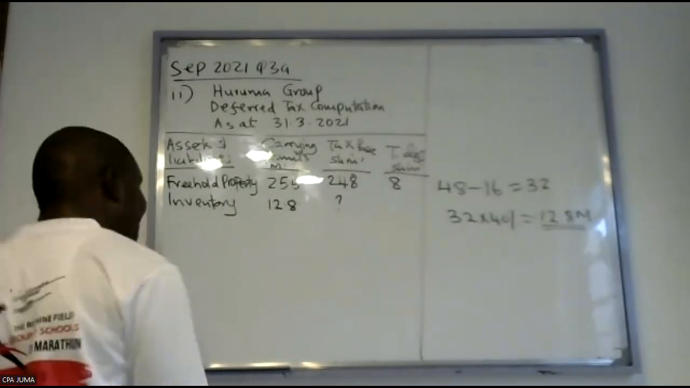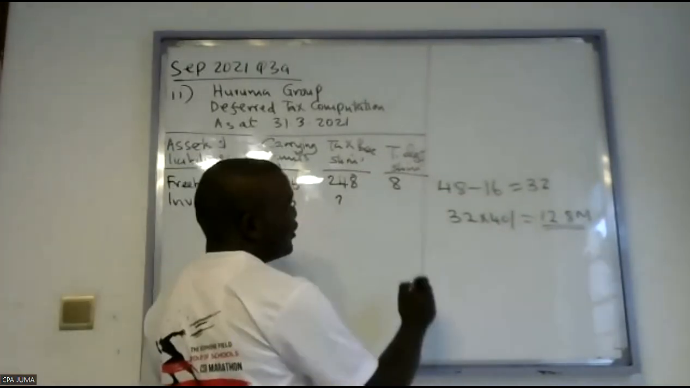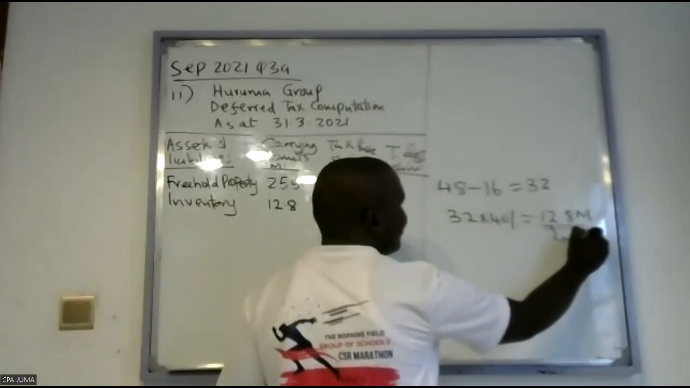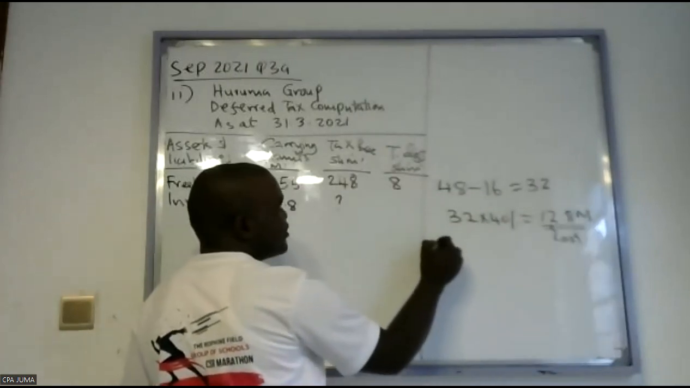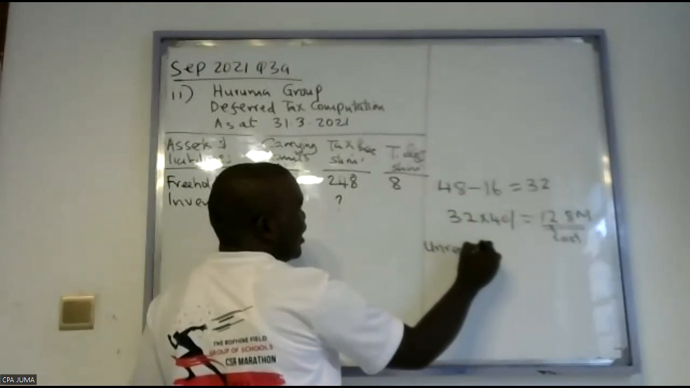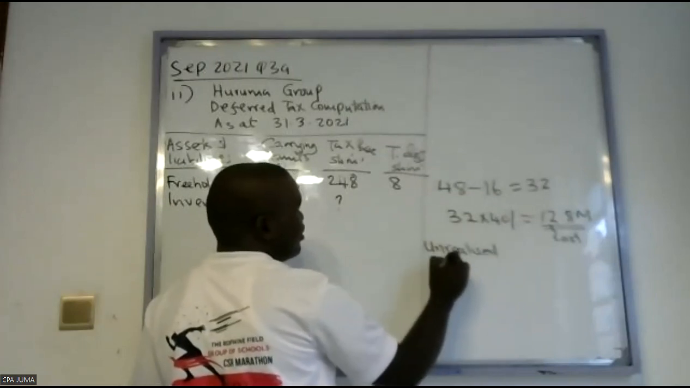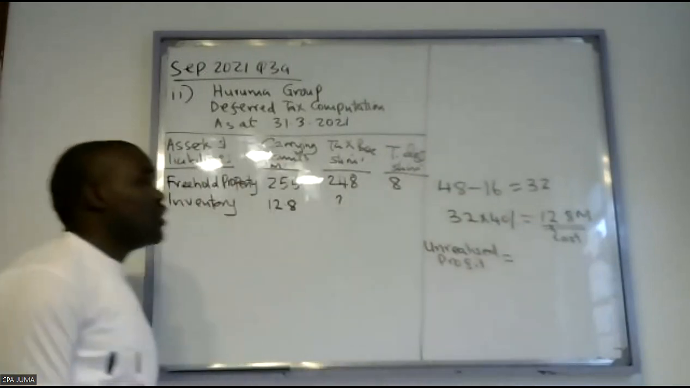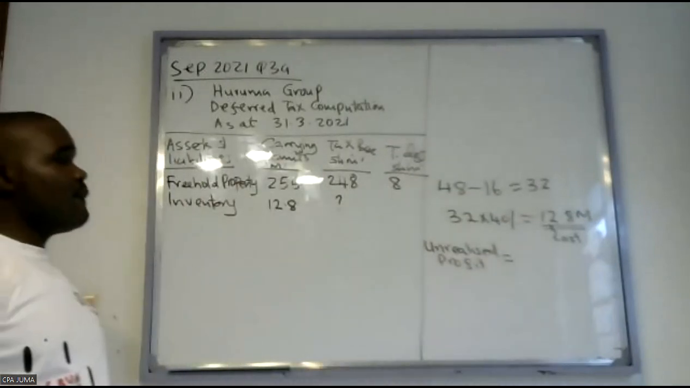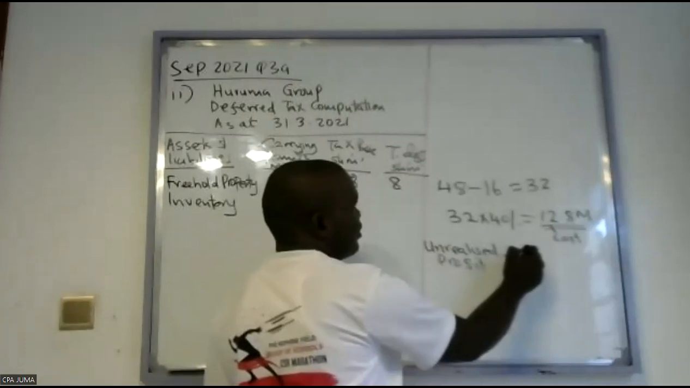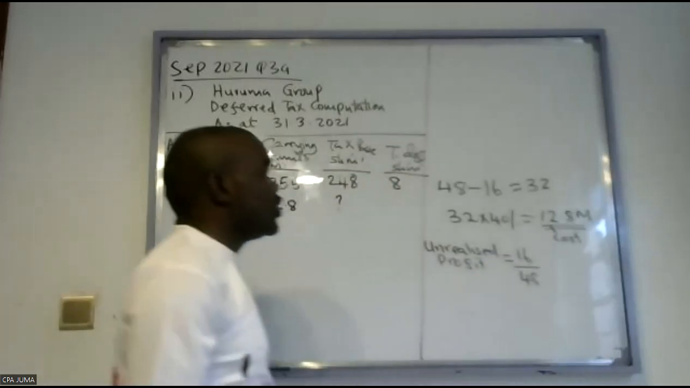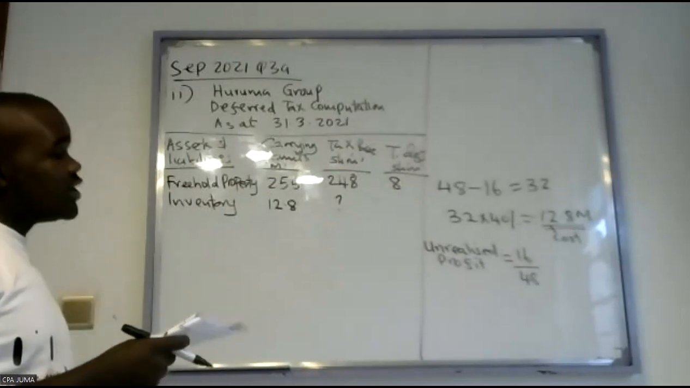Do this, get for me, and so this is the cost. This is the cost of the remaining stock. So get for me the unrealized profits. So unrealized profits will be 16 over 48 because they say they sold it at a profit of 16.